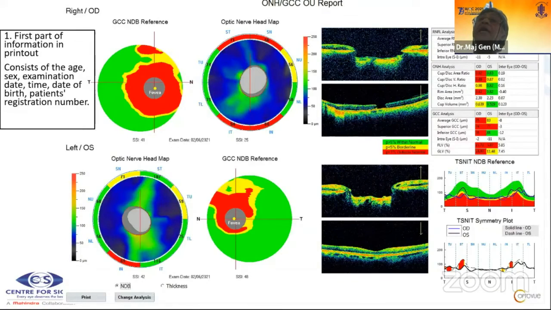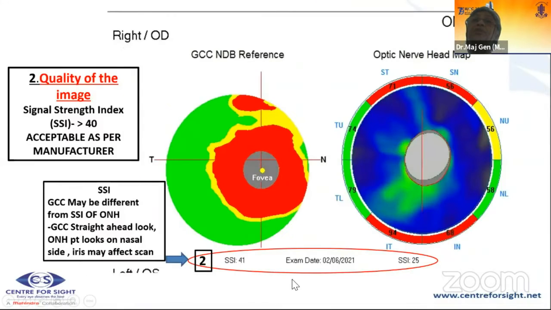So now let's have a look at the first, that is the Avanti report, the printout. The first part of the scan contains the normal information that is shown in every scan: the age, sex, examination date, the time, the date of birth of the patient, as well as the patient's registration number, so that when you do the next scan, you can verify that these are definitely the same and you're not doing it for another patient. Oftentimes mistakes occur in this.